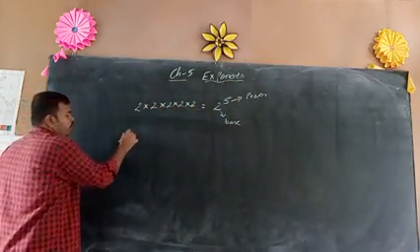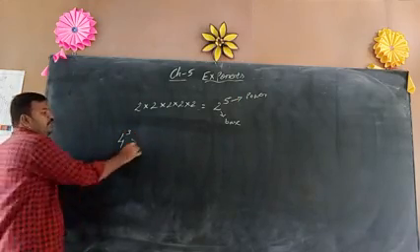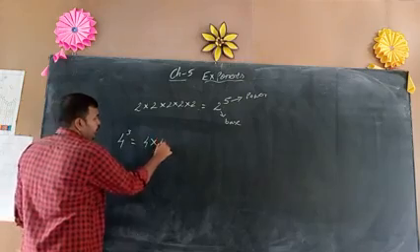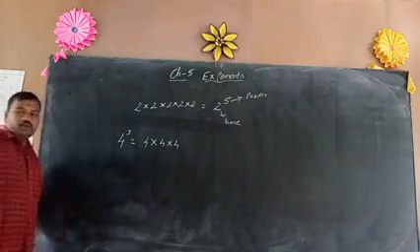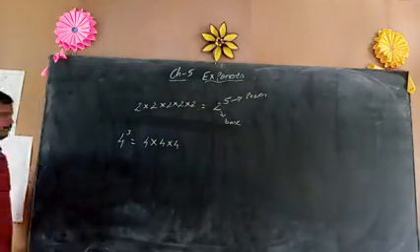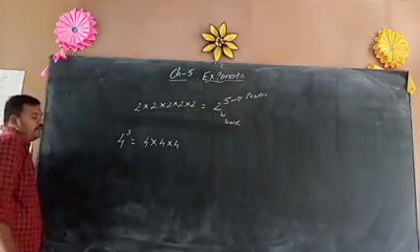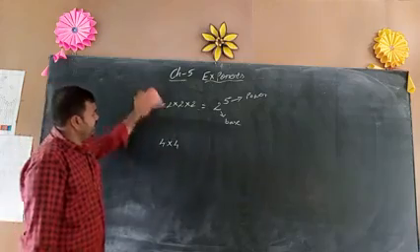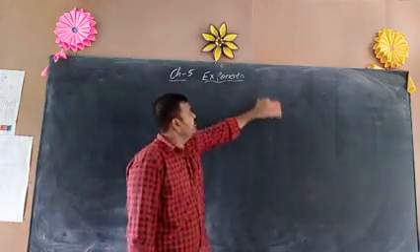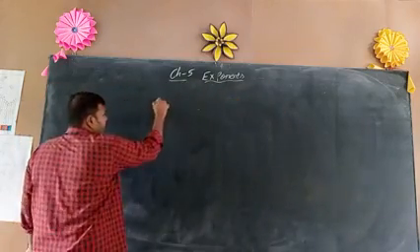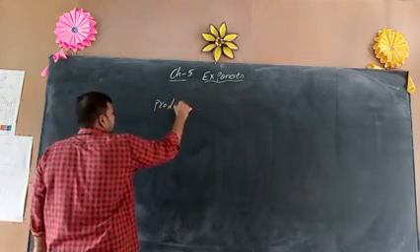For example, 4 power 3 means we have to repeat 4 three times: 4 into 4 into 4. Also, in the previous class we learned formulas, and here also we have formulas. What are the formulas? Product law, quotient law and power law. First one is product law.